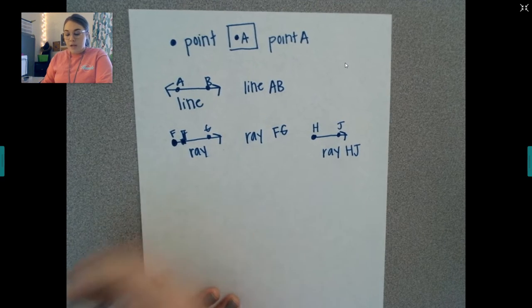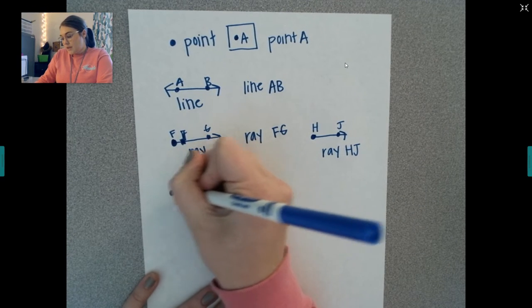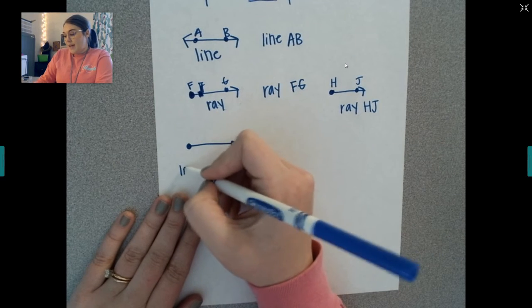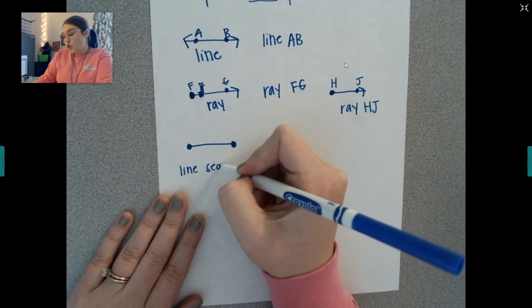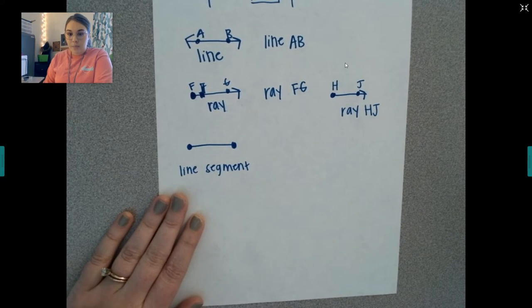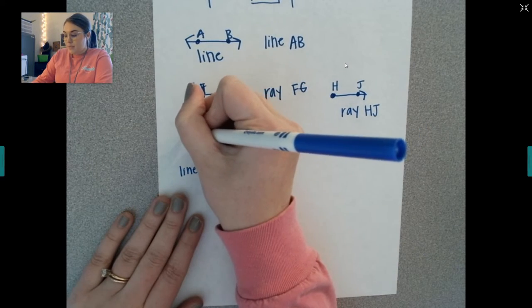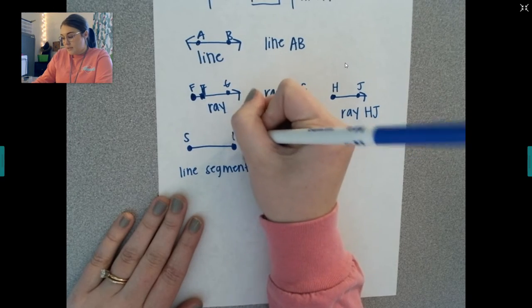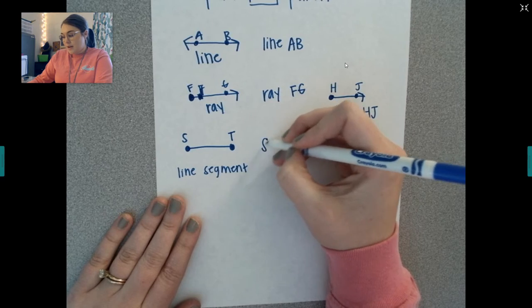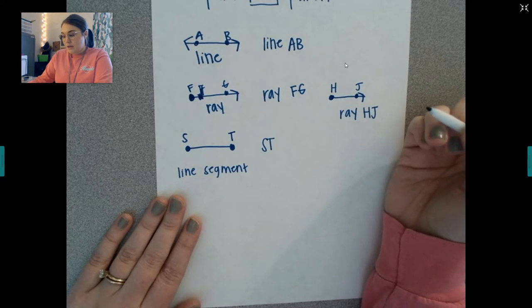So let's talk about this one. Ooh, what is this? This is a line segment. It has two end points. 1, 2 end points. So if I were to label this ST, this would be line segment ST.